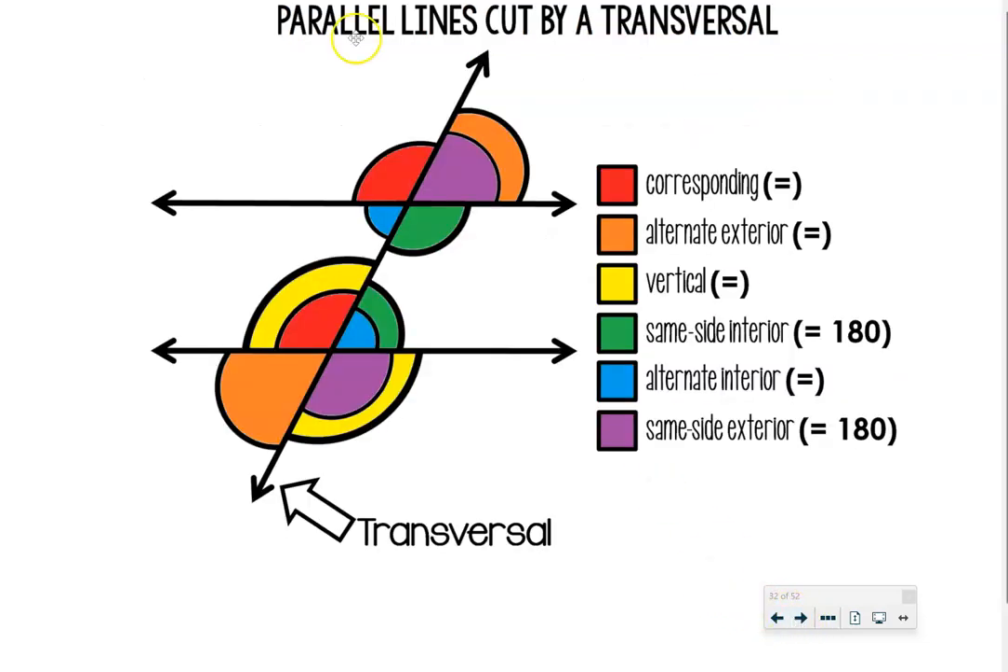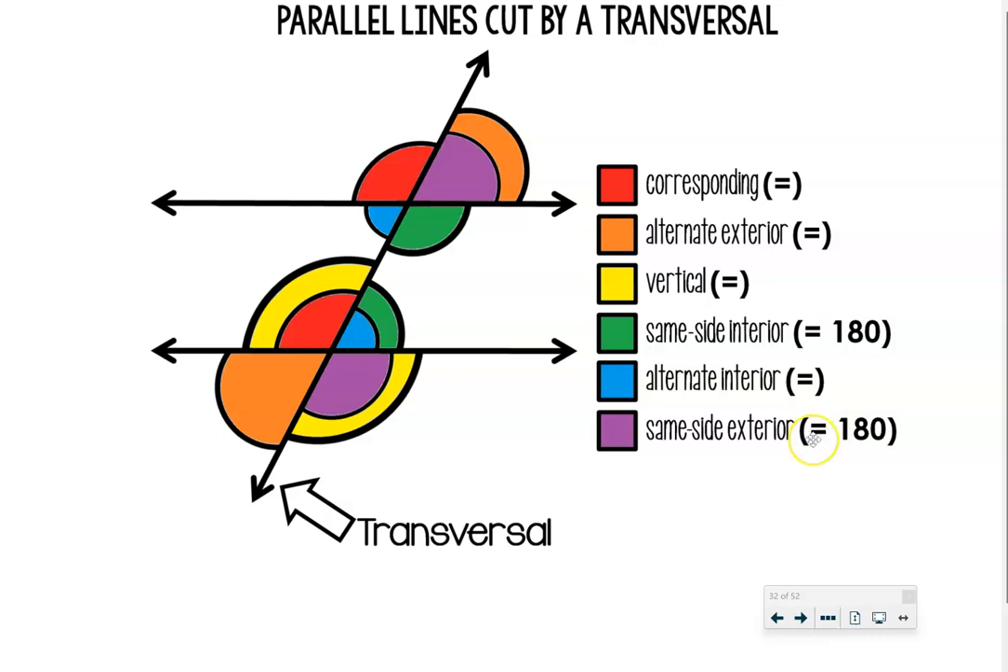So here is a picture of that, showing that the corresponding, alternate interior, vertical, and alternate exterior angles are all congruent or equal to each other. But the same side interior and same side exterior, they added that one in on this, add up to equal 180. And that could be a lot to remember.